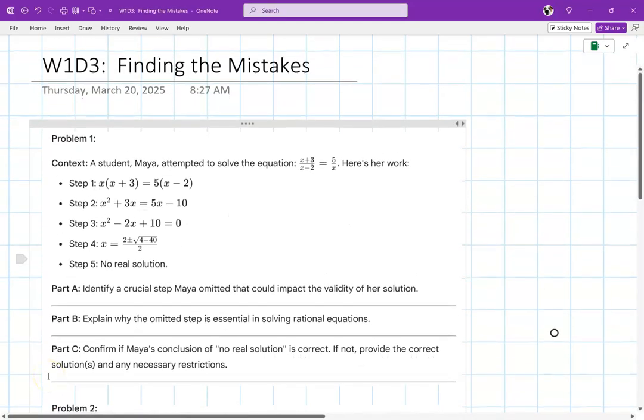All right, so this is week 1, day 3 of CASP practice. That's what that W1D3 means, right? And today we're going to talk about finding mistakes. Okay, so finding the mistakes in problems.